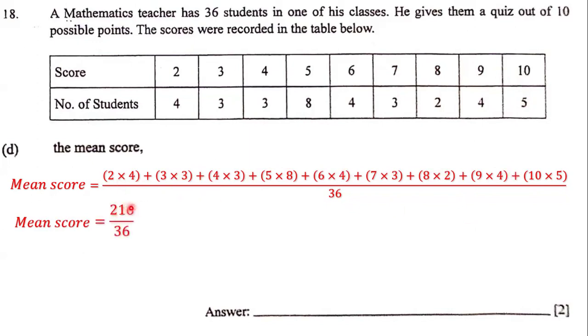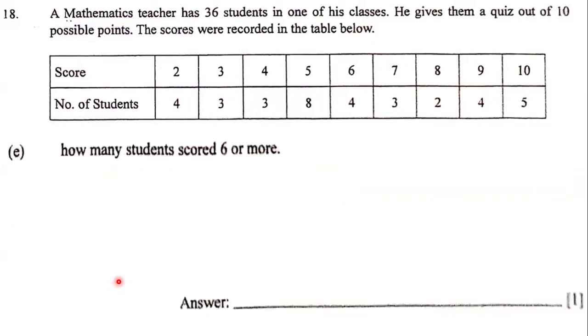So 216 all over 36, that's what we have to do. We have to divide 216 by 36. And 216 divided by 36 is definitely 6. So 6 is the mean score.